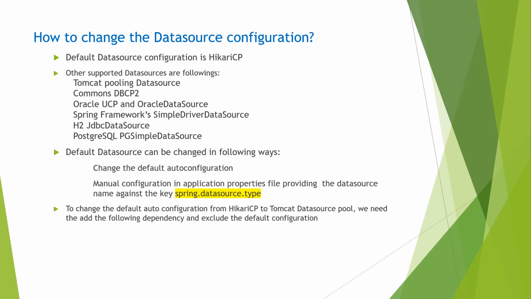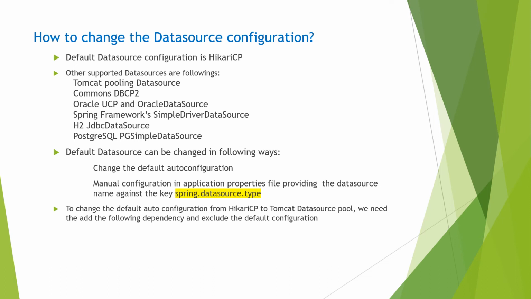Spring Boot has the first preference on Hikari CP, but we have the option to change this data source to another data source. So what are the other supported data sources? They are mentioned as Tomcat, Commons DBCP2, Oracle's UCP, or the standard Spring framework's simple driver data source, or H2 or PostgreSQL. These are the data sources Spring Boot supports, and we can switch between them based on our requirement. But we have to check how to change the data source configuration.